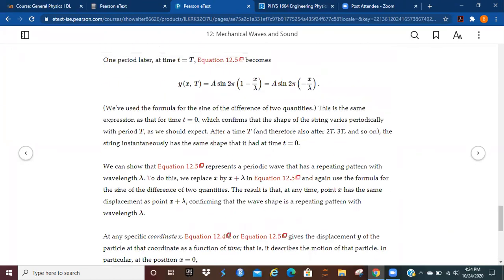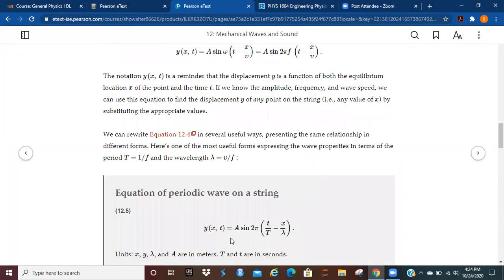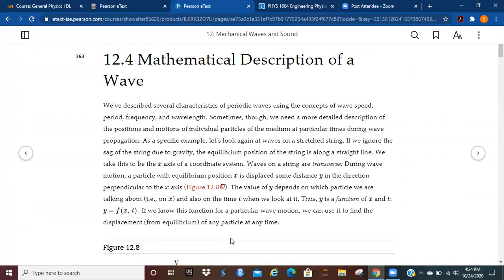So that's the first 4 sections of chapter 12, and play around with some of the examples here, and I think you might find this interesting, I think.